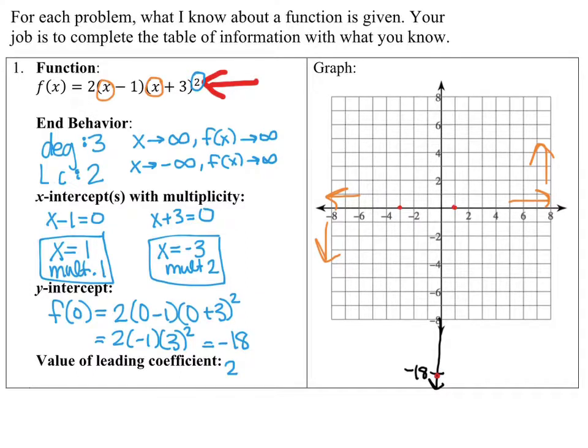So x equals negative 3 had a multiplicity of 2. So I come from the bottom. When I get to negative 3, I'm going to touch the x-axis, don't cross through. Come down to negative 18, make sure I cross through the y-axis. And then at 1, I'm going to cross through because I had an odd multiplicity. And that is what my graph looks like.